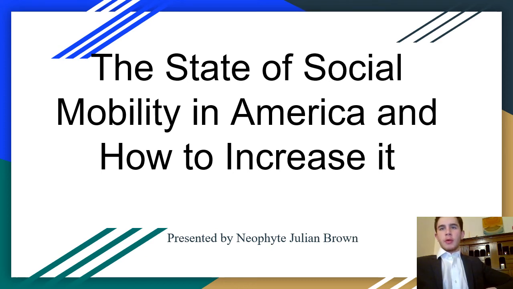Hi, my name is Julian Brown, and what I want to demonstrate in this report about how to increase social mobility in America is that there's no single factor that has caused the decline of social mobility. There's no single policy that will reverse its decline. What I also want to demonstrate is that when it comes to social mobility, everything is interconnected.